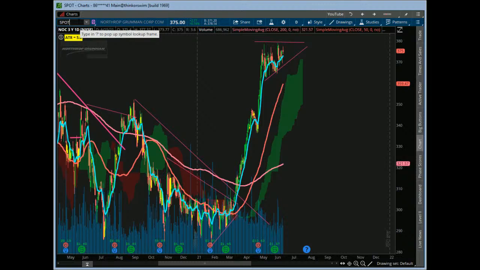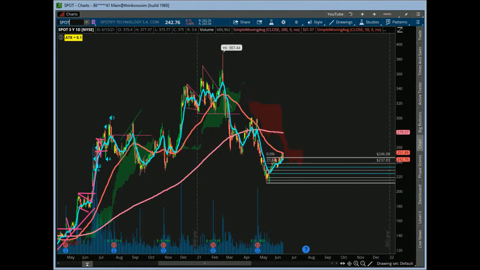John, SPOT, let's take a look. Yeah, SPOT looking kind of interesting right here. Back to the 50-day moving average. Just keep an eye right here, make sure it's not working on a bear flag. Coming back up to the 50-day in the cloud.